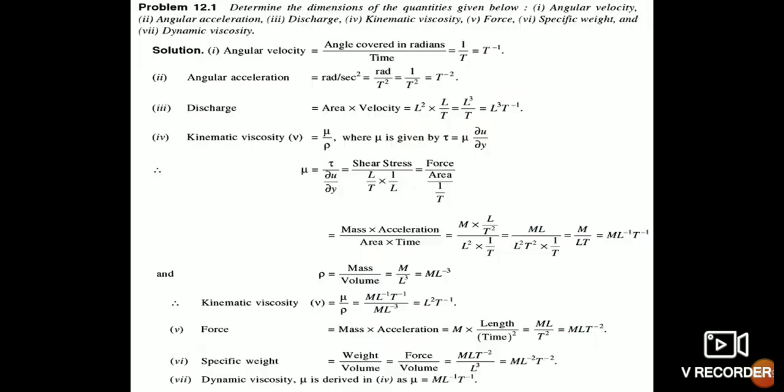Now we are going to solve some simple examples. Determine the dimensions of the quantities given below. Angular velocity is nothing but angle covered in radians divided by time, radian per second. But radian we consider as a unit only, so it is 1 upon T, which is T raised to minus 1. Then angular acceleration is radian per second square, 1 upon T square, which is T raised to minus 2.